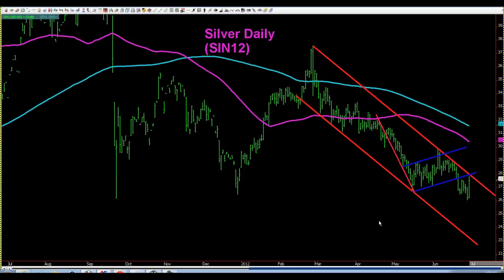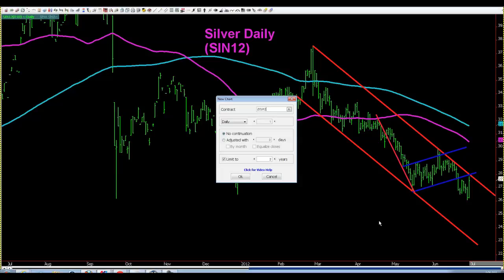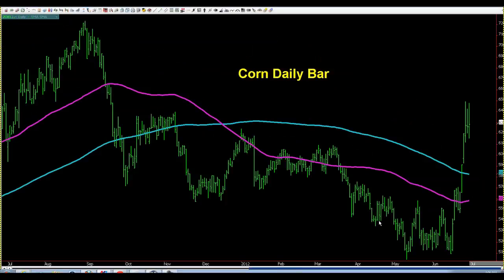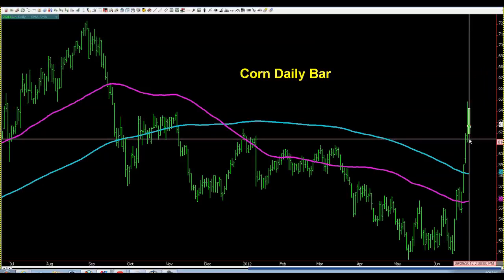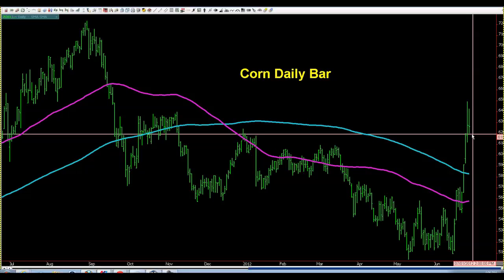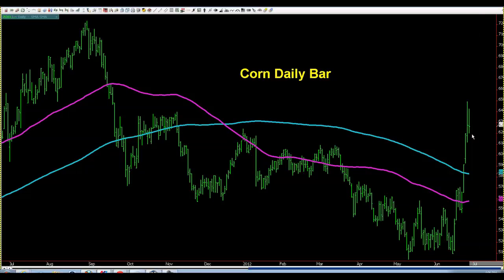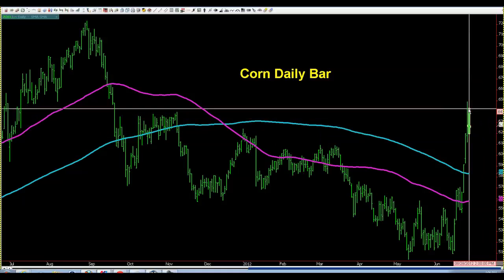Then we have this, my nemesis for today. This is your corn market. Blasted off through the 200 bar moving average and basically put in a reversal day yesterday, this day. Today, however, like everything else in the CRB index, it just went bonkers to the upside.